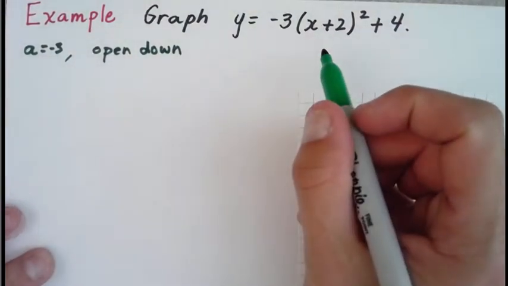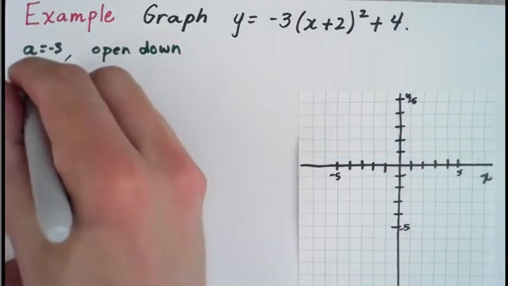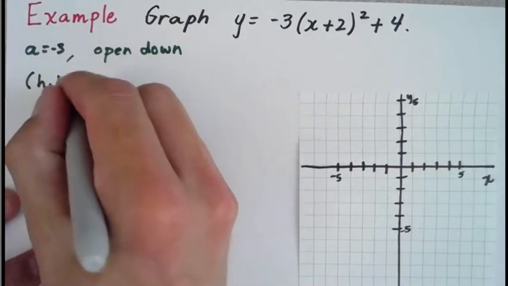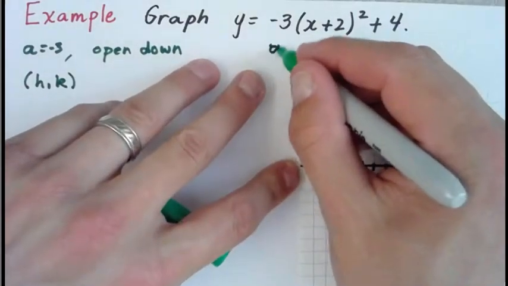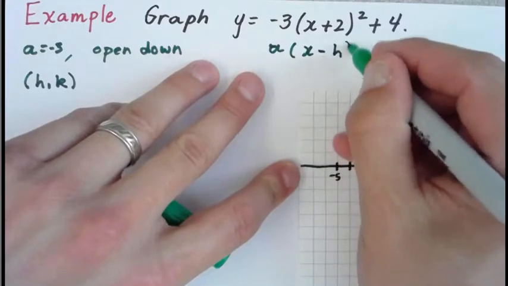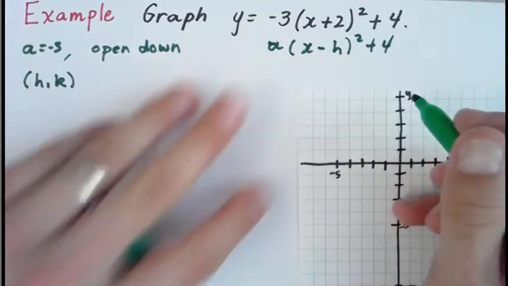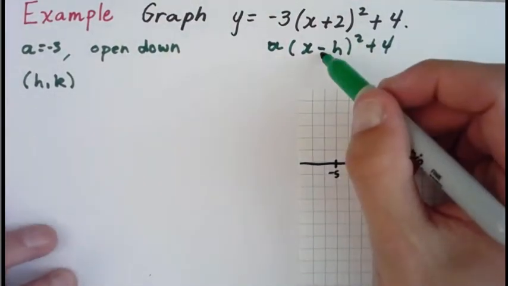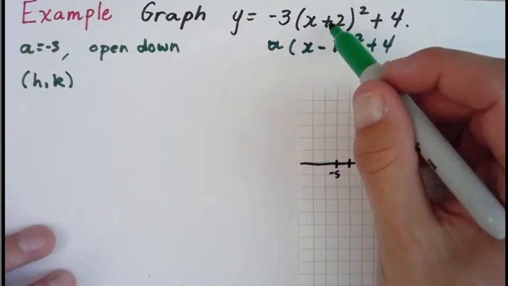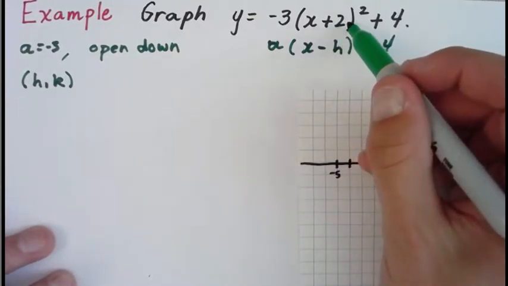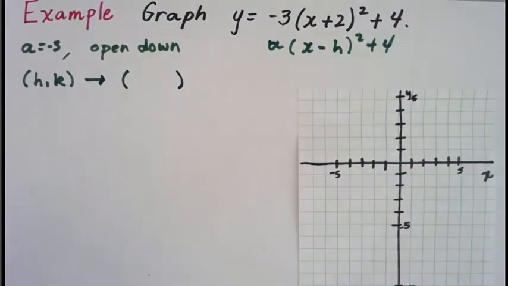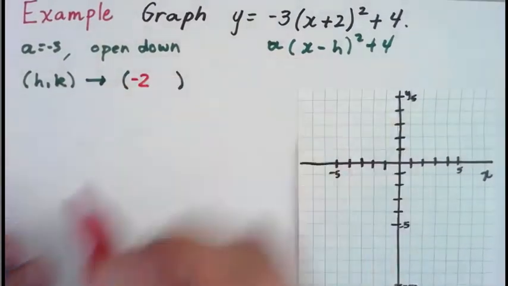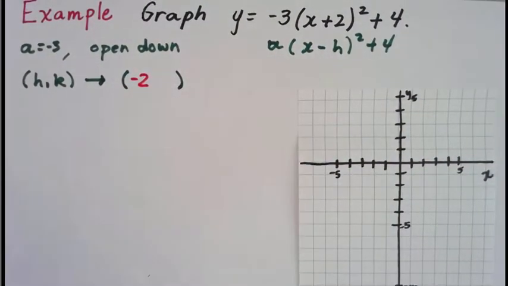Now we have to identify the vertex h, k. So h comma k is going to be equal to this. If we rewrite this in general form, it's a times the quantity x minus h squared plus 4. What you want to identify here is that you're going from a minus to an addition sign. The only way to do that is if you subtract a negative. So the vertex here, and you've got to be really careful, is -2, and I put that in red, -2, comma 4.